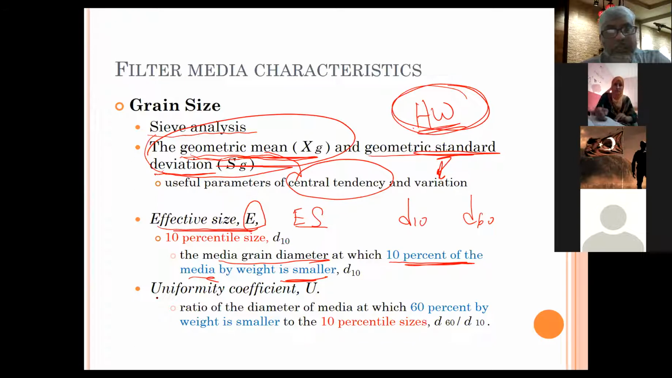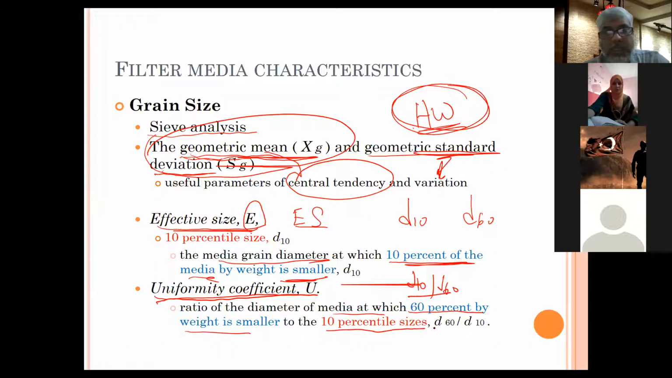Another coefficient is the uniformity coefficient. It is the ratio between D60 and D10. This is the ratio of the diameter of media at which 60% by weight is smaller to the 10 percentile size. So these two, effective size and uniformity coefficient, are important.